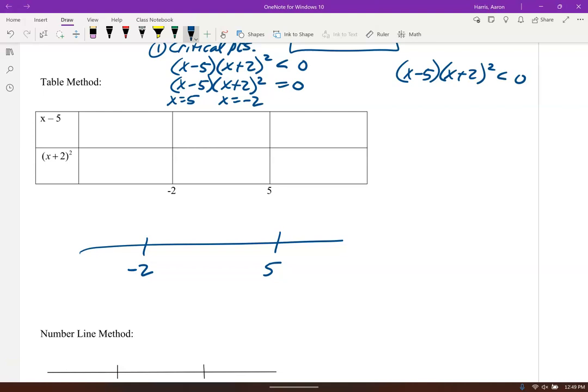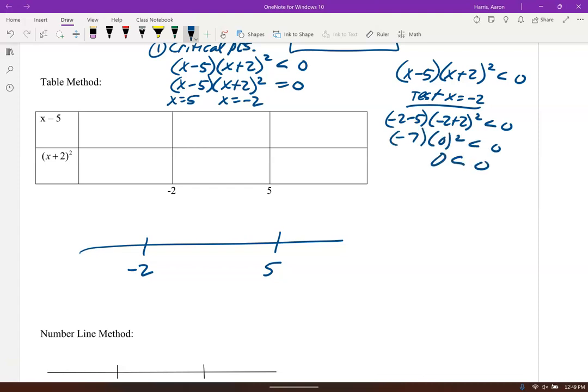So here's my question. Where's this less than 0? Let's test the critical point negative 2 first. So I throw negative 2 into that, and then I ask the question, is 0 less than 0? Is that true or false? Well, of course, that's false. 0 is not less than 0. So I cannot include negative 2. I'm going to leave that as an open hole right there, meaning I'm not going to include negative 2 as part of my solution set. And then I'm also going to test my other critical point at 5. I throw it in as well.